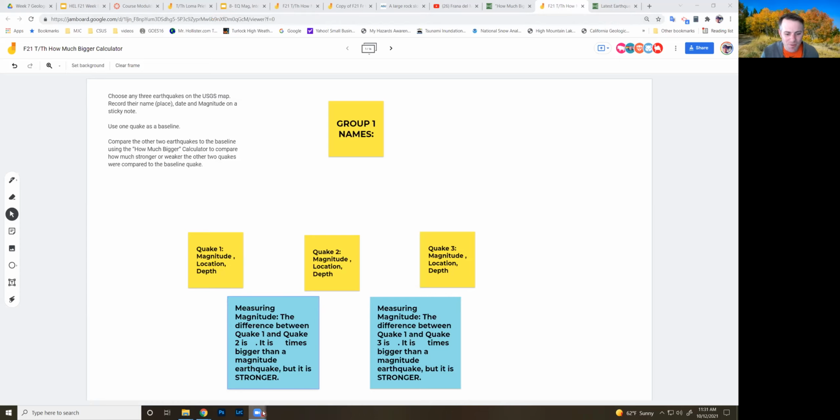All right. So I'm going to put you in quick little breakout rooms, probably 7 minutes or so. Find those 3 different quakes, put those down there, and then compare those magnitudes, and you can fill in the blanks of those other blue ones down there, the blue sticky notes.